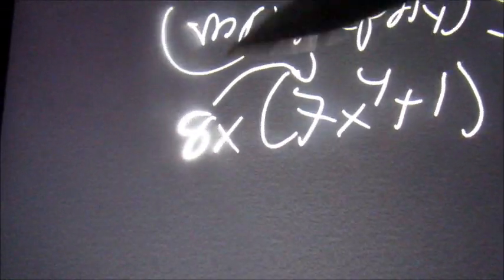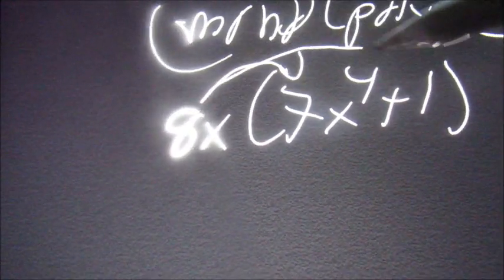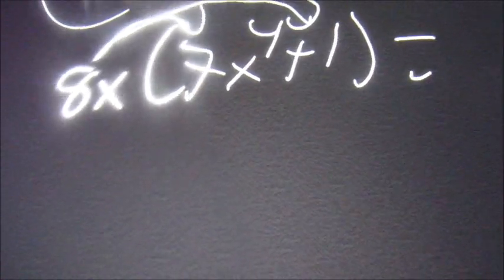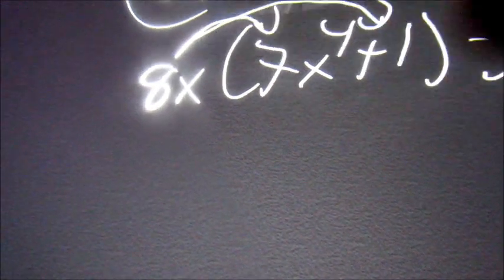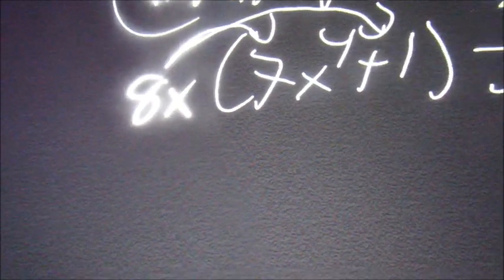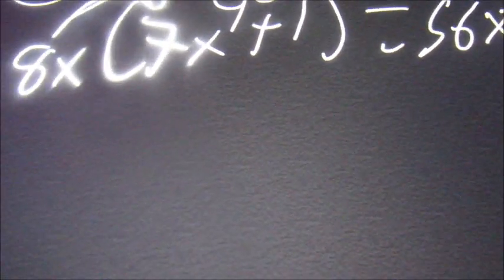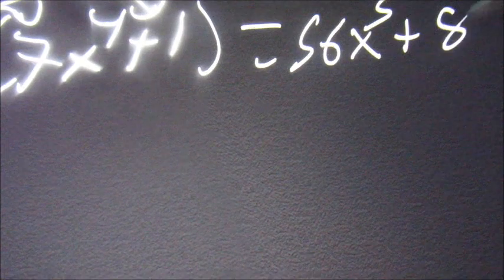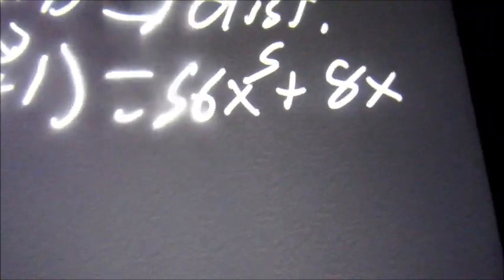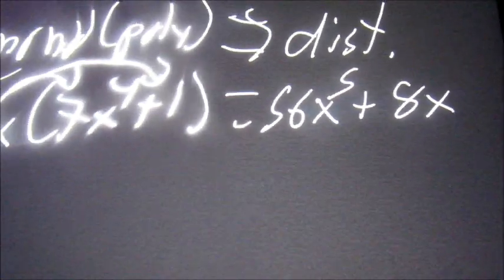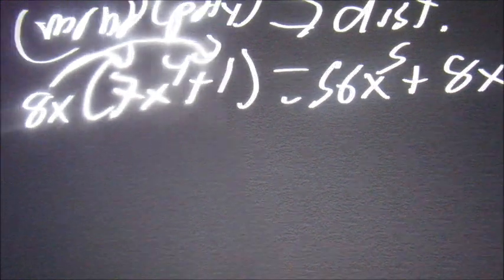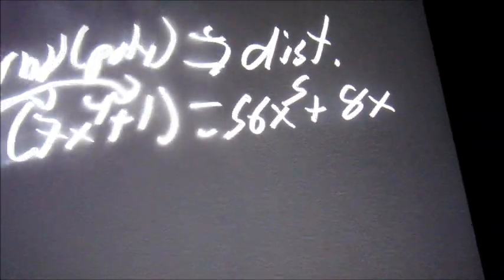So let's say we have 8x times 7x to the 4 plus 1. We're going to say 8x times 7x to the 4 plus 8x times 1. 8 times 7 is 56. X to the 1 times x to the 4 is x to the 1 plus 4, or x to the 5. And then 8x times plus 1 is just 8x. So the answer here is 56x to the 5 plus 8x.